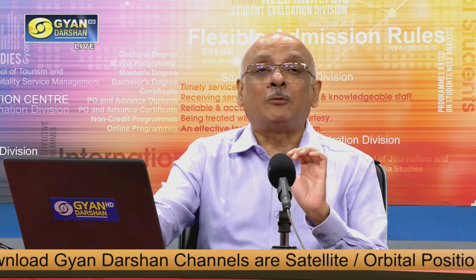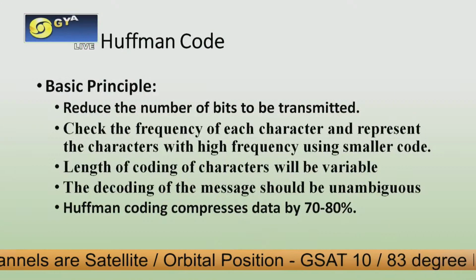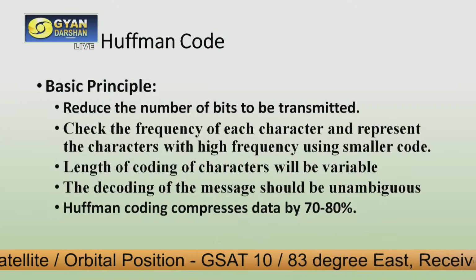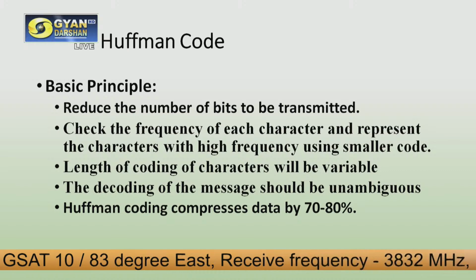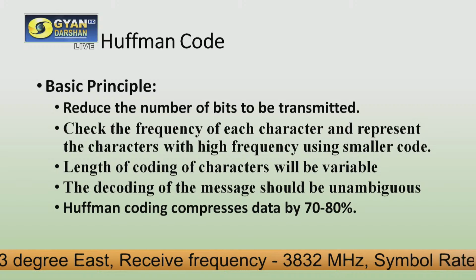And finally, one more point which we would like to make is that Huffman code definitely compresses data, on average by 70 to 80%. Not necessarily in the case which we are discussing. It may be 40 to 50%, but in general it compresses the data to the extent of 70 to 80%. Now, what is the process of Huffman code?